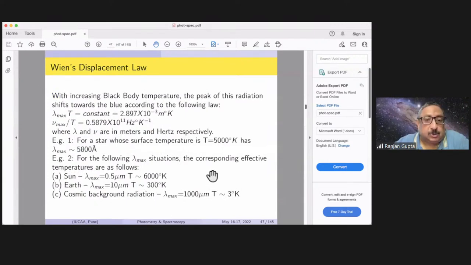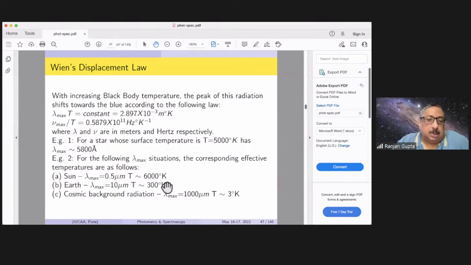Let's see what this shows. Because of Wien's displacement law, let's skip all that, because this is a simple constant which you have to remember: lambda maximum times T is 3 times 10 to the power minus 3 meter Kelvin. You put these numbers for the sun, which is yellowish. So 0.5 micron means 5,000 angstroms or 500 nanometer. You get the temperature of its black body as 6,000 degree Kelvin, which is actually 5,700 degree Kelvin for the sun.